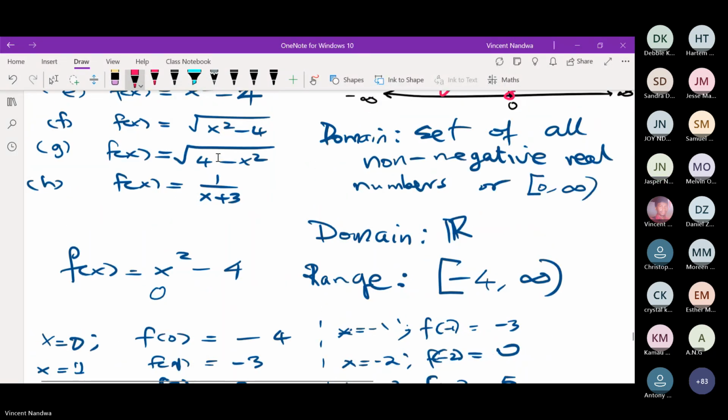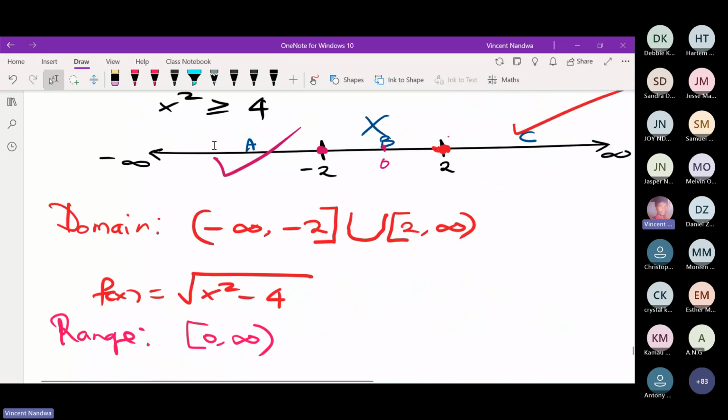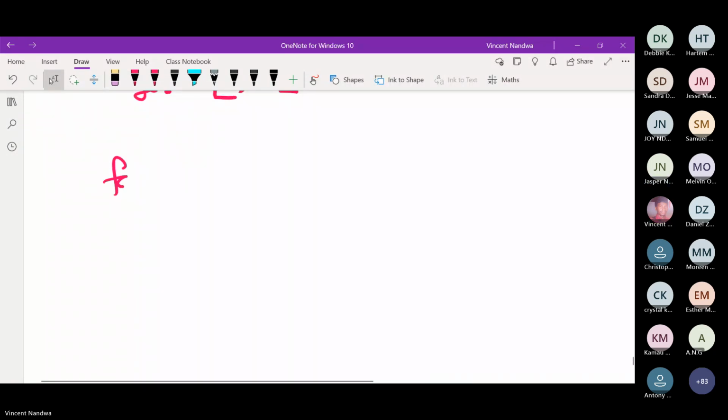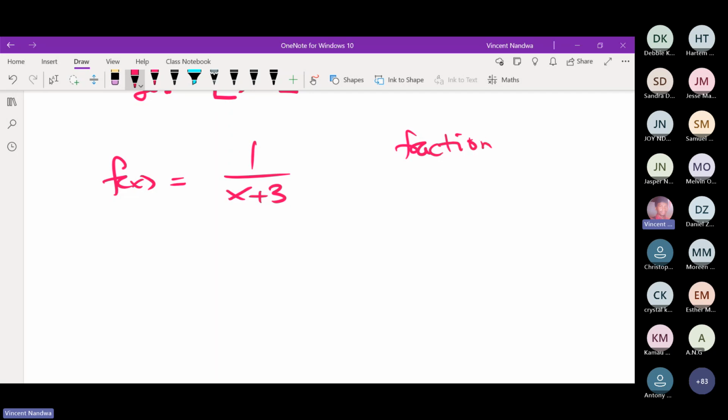Then 1 over x plus 3. Now from your high school and primary work, this is an example of what we call reciprocal functions or fractional functions. This comes out like a fraction. So which condition do you impose on a fraction for it to be defined? If someone gives you a over b, which condition must you always impose for that thing to be defined in all cases?